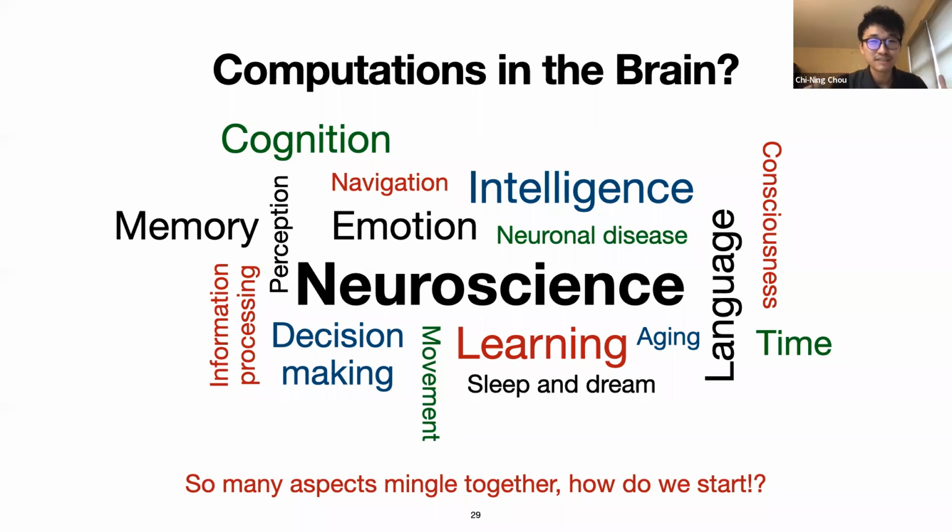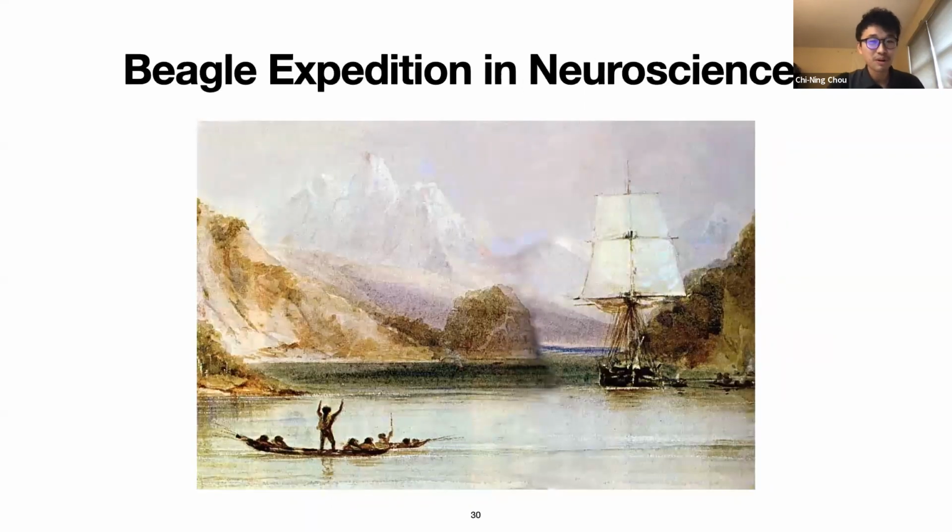So probably people will agree with me that there are lots of computations going on in the brain, but there are so many different aspects. How do we start, and what can we hope for in the study of neuroscience? What I'm going to propose here is that perhaps we also need a Beagle expedition, like what Darwin had before he developed natural selection. It is maybe rewarding for everyone who wants to seriously answer the previous questions on how to understand computation in the brain. We might need to see as many examples as possible.